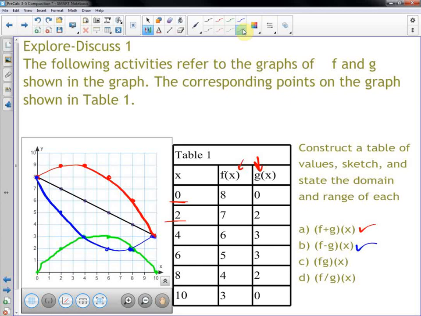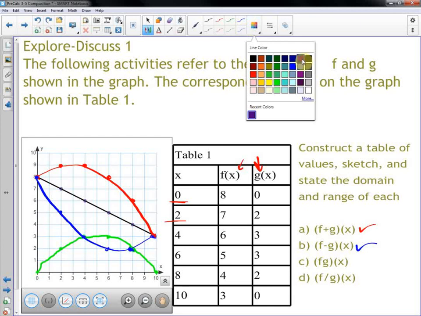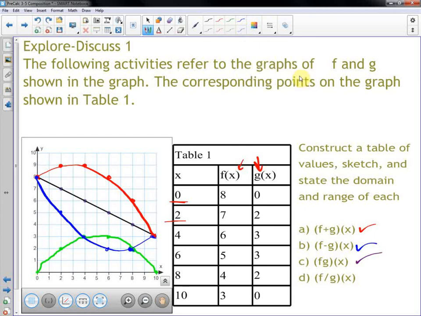All right, let's look at f times g of x, and let's make this one purple. Maybe that purple, maybe this purple. That looks like a good purple. All right, purple. f times g of 0. f times g of 2. 14? Whoa! So now we're way up there.